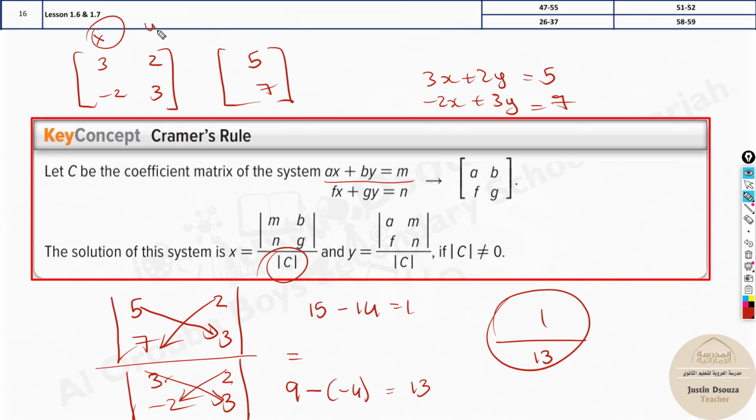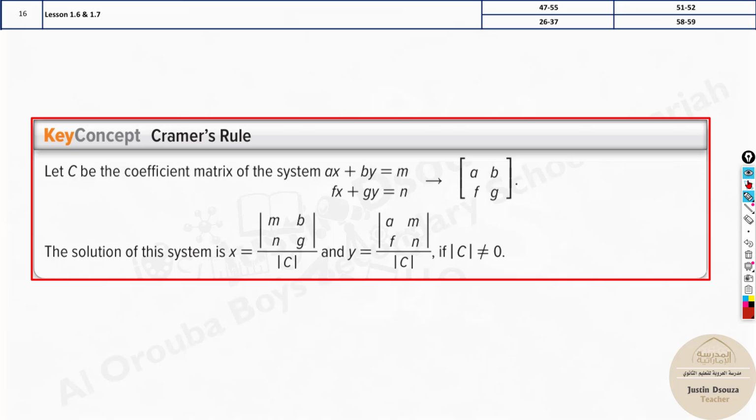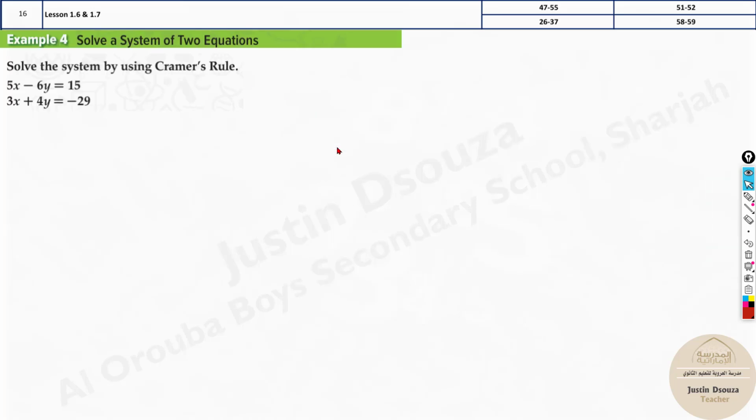Now in the same way you can find the y value. All you need to do is, for the same matrix, replace the 2 and 3 column with these values and do the same thing. That is basically Cramer's rule, and that is how we can find the x and y values using matrices. Now here we have to solve two systems of equations. Let me solve this in detail for this one problem, and whenever we have such problems, the same method is used.